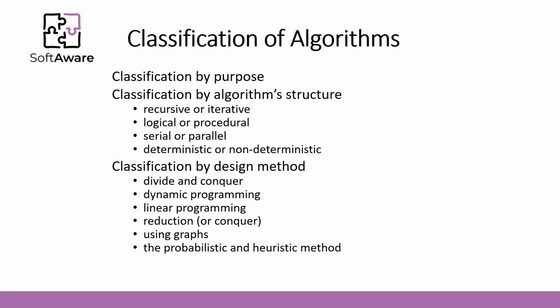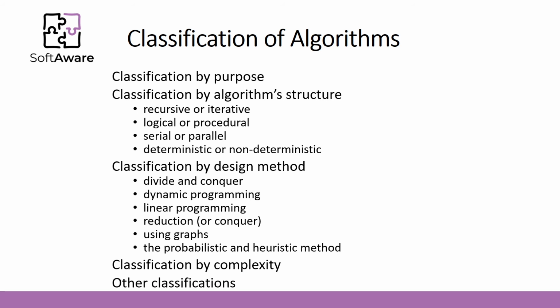The most popular classification is by design method. There are categories like divide and conquer, dynamic programming, linear programming, reduction using graphs, and the probabilistic or heuristic methods. Of course, it is worth mentioning classification by complexity: constant, linear, logarithmic, cubic, and others. There are many other possible algorithm classifications, like classification by research area or branch and bound enumeration.